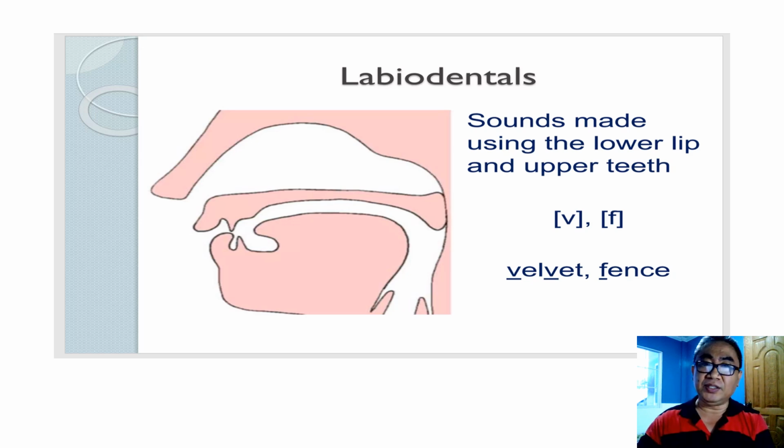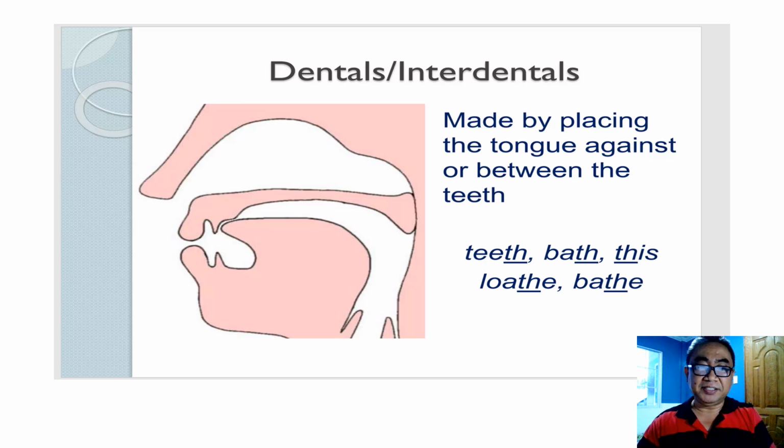Now, let us proceed to the dentals and interdentals. On screen, we have dentals and interdentals. Dental sounds are speech sounds produced by the tongue against the upper front teeth, crucial for clear speech, including sounds like those in thin and in this.